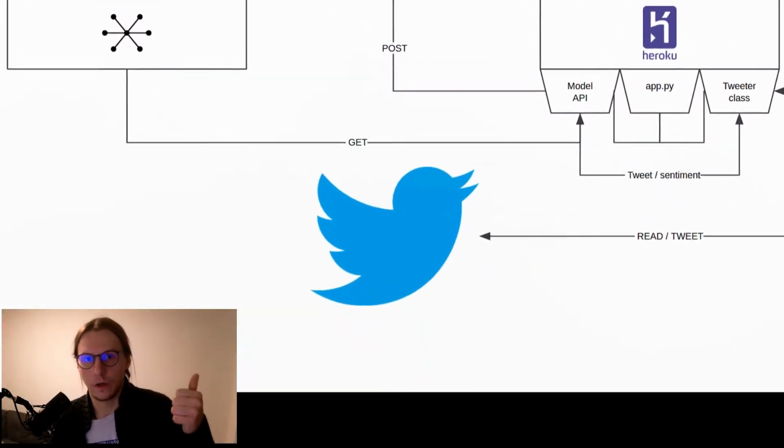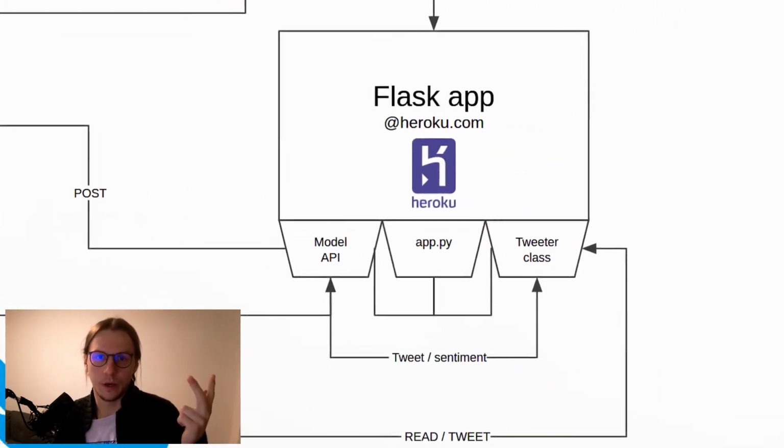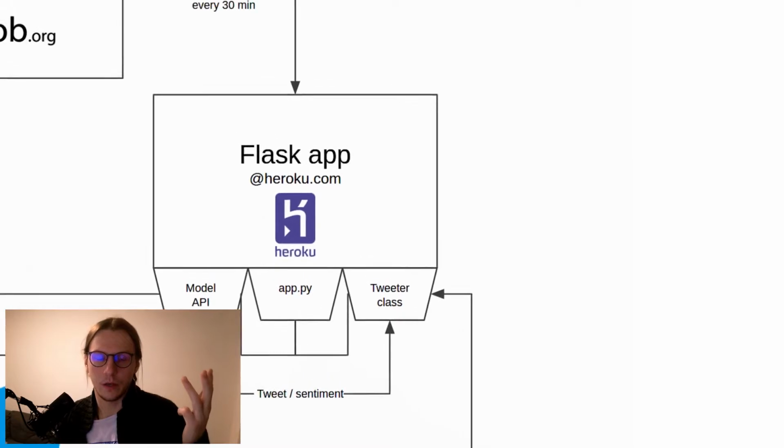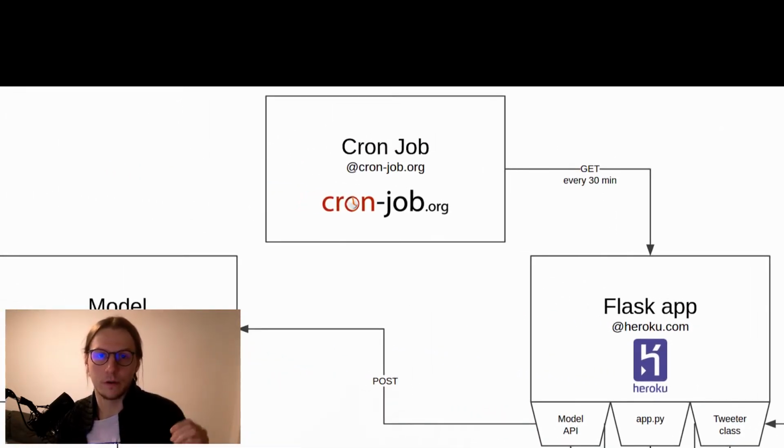So what do we need to make this work? Well, since we are watching a YouTube video, we'll need just about 5 minutes in which we'll make a Twitter account, upload the model to infer.com, make a model API, make a Twitter API client, then make a Flask API, and then set up a cron job, and that's about it. Let's code.